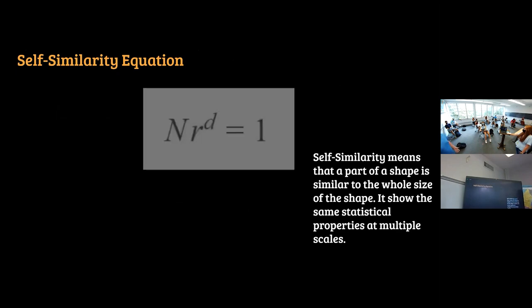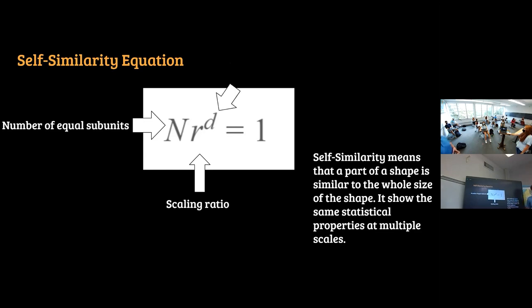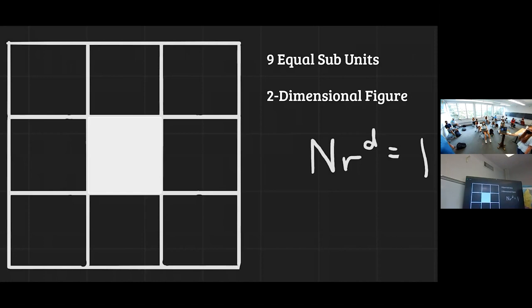And so self-similarity is really the idea that part of a shape is similar to the whole shape, and it shows the same statistical properties at multiple scales. So for the different variables, N represents the number of equal subunits. R is the scaling ratio. And D represents the number of dimensions that the fractal has. And so we're going to use this equation, and we're going to give an example to show that the equation always has to equal 1.